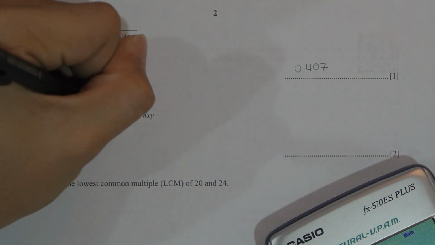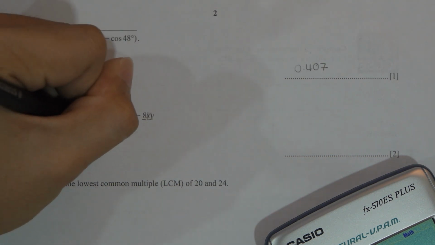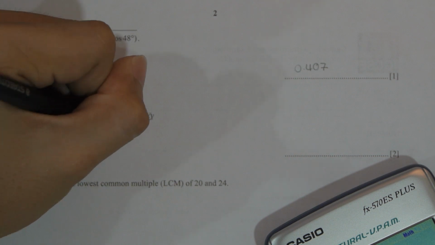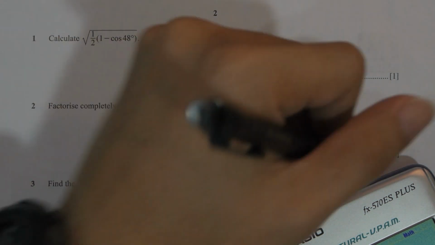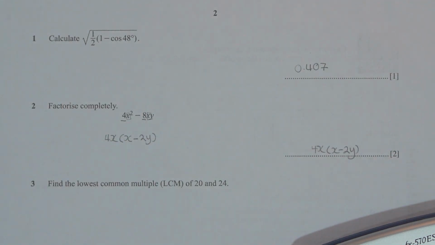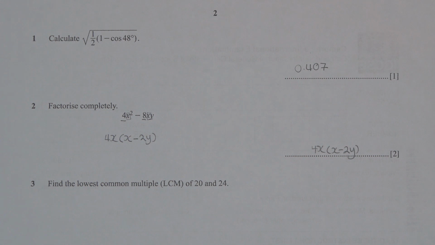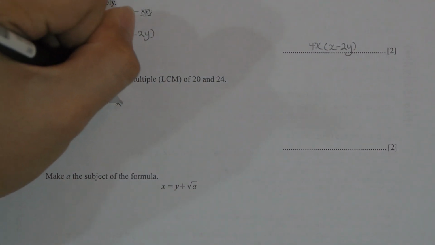As for the next one, first thing first, you are required to look for the highest common factor. So in our case, it is 4, and also both of them have x. So you are required to take out 4x from the equation. The third one is a basic LCM, so you can just look how I solve it.